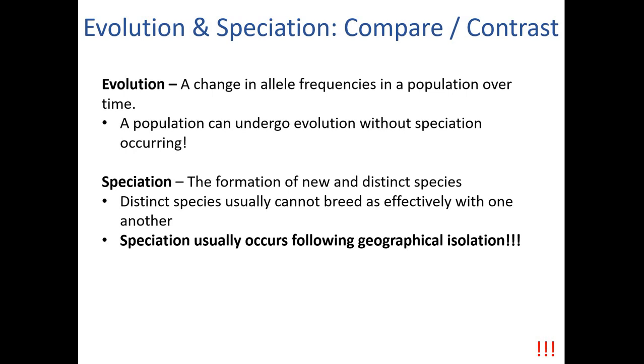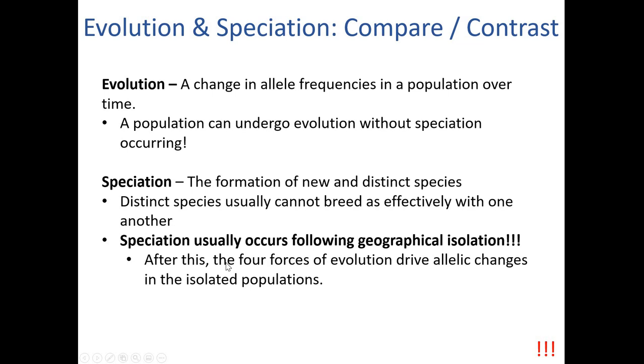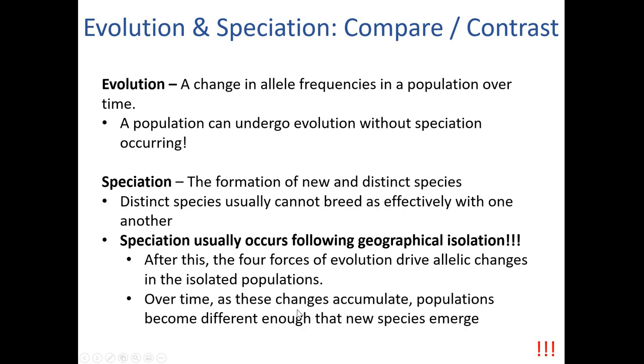If you have two populations that are somewhat separate but still interbreed frequently, then you're typically not going to have speciation. They're not going to become two distinct species. So oftentimes geographical isolation can be important in order to drive enough difference between two populations such that they become distinct species. And after geographical isolation, the four forces of evolution can drive the allelic changes within an isolated population such that over time, as these changes accumulate, the populations become different enough that new species emerge, and they're less likely to be able to interbreed with one another.